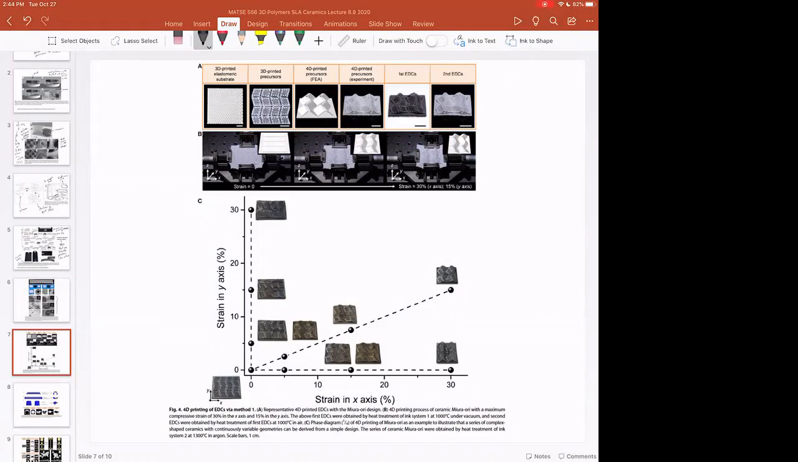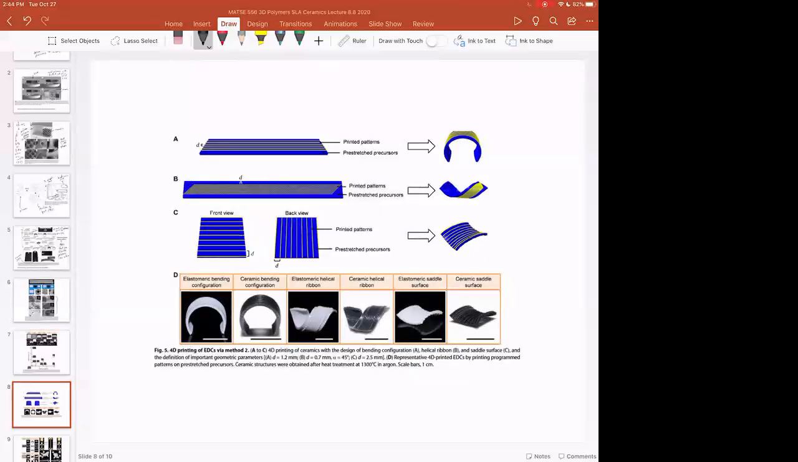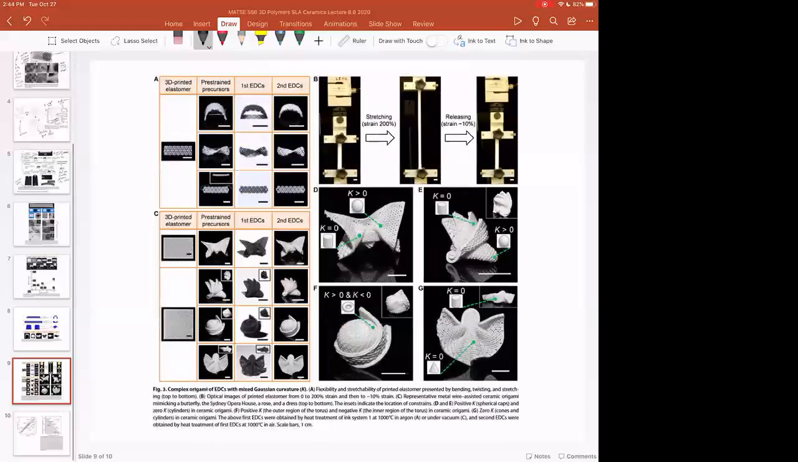So they've done these different peak and valley type structures. They've evaluated the stress strain curves of these things. They've made these curved ceramics. They've also demonstrated some really intricate structures. So, you know, in SLA, printing something like this is totally possible in polymer, but now you can translate that.